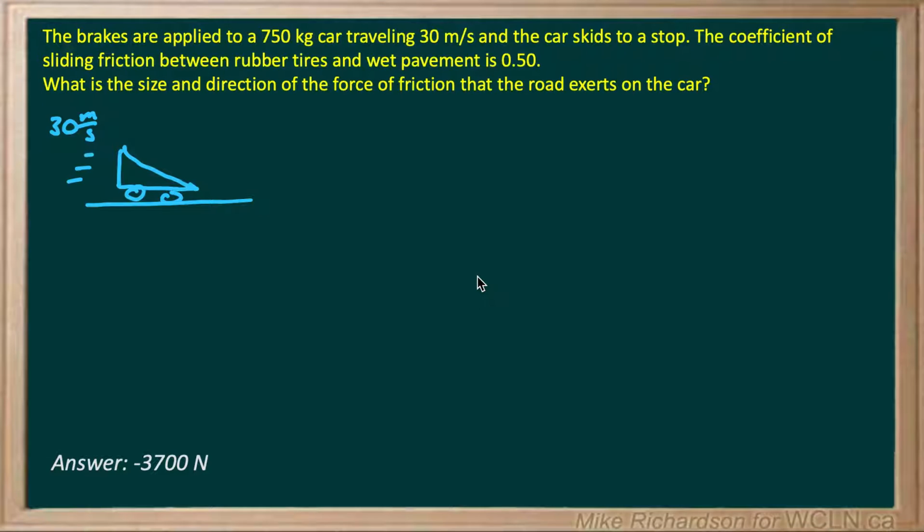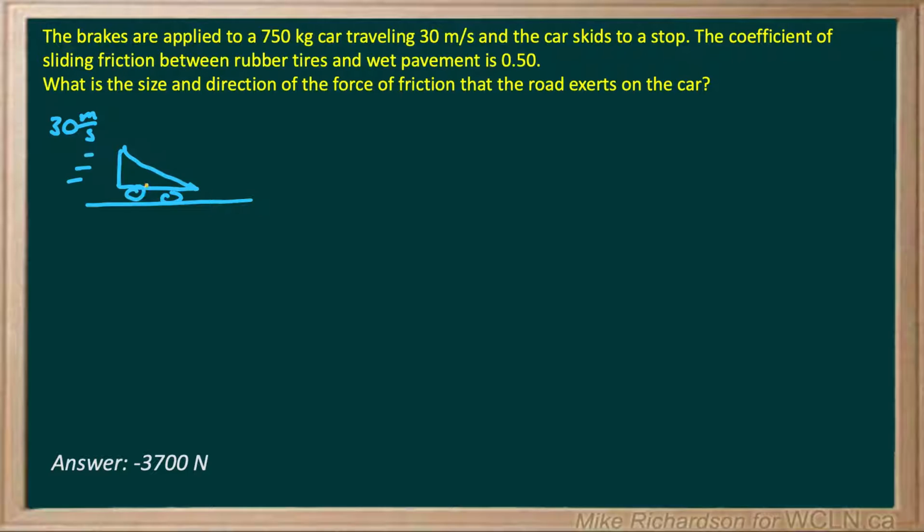Okay, we've got a car traveling at 30 meters per second and then it skids to a stop. And we know that the coefficient of sliding friction, which is also known as kinetic friction, between the rubber tires and the wet pavement is 0.5. And we want to know the size and direction of the force of friction that the road exerts on the car. Well, let's start by completing our free body diagram.